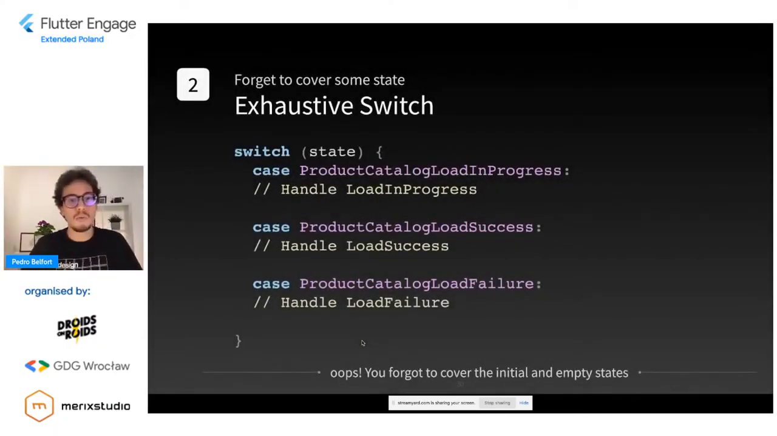So in theory, wouldn't it be nice if we could have a switch saying, okay, for this state, I have these possibilities: loading progress, load success, and load failure. And the compiler actually tells you that you have covered every state and understands it, right? So if you modify anything, you come back here and you cover the new states. And if you have covered everything, that's all right, you did your job. It would be very nice if we had, oops, you forgot to cover the new initial and empty states in this case.